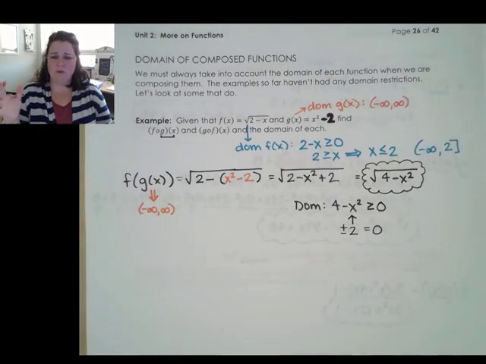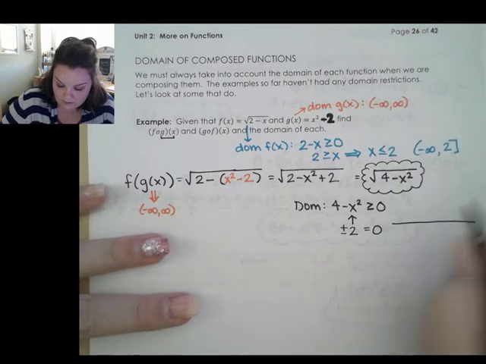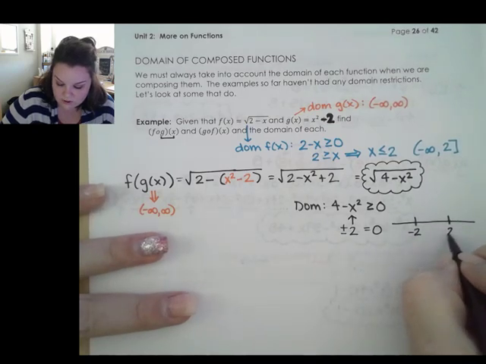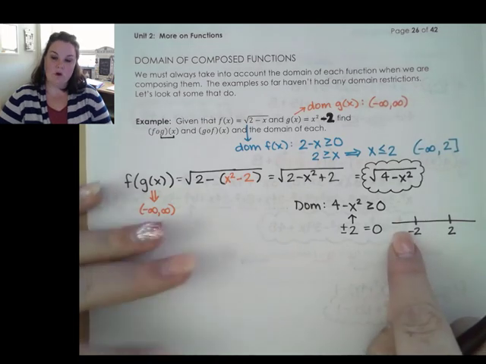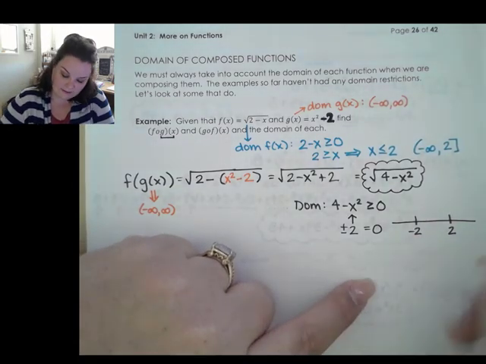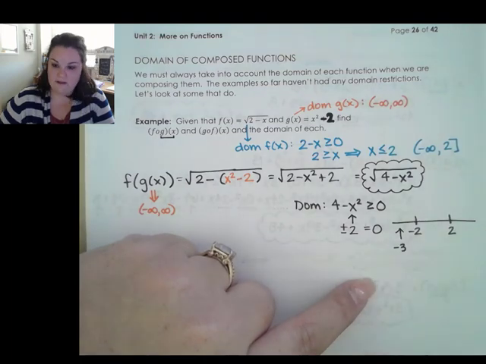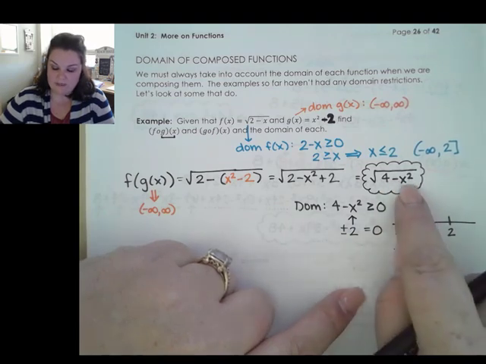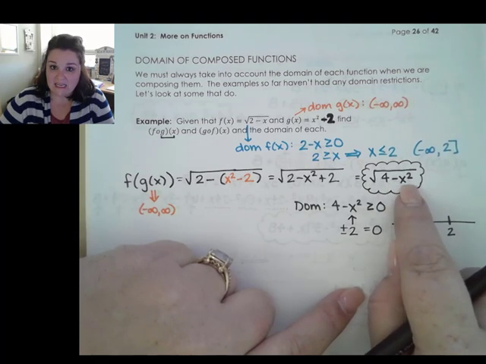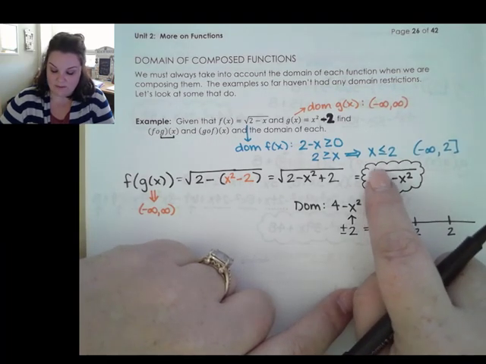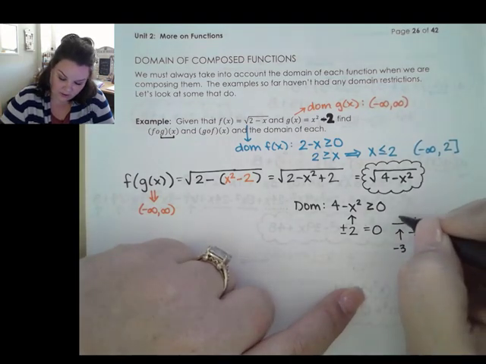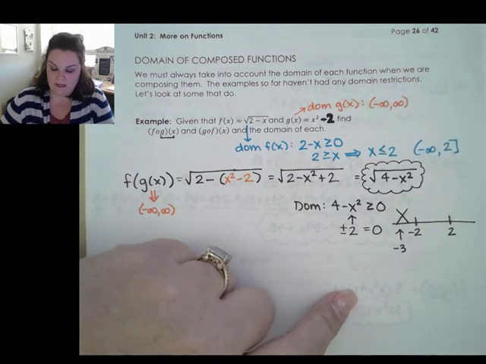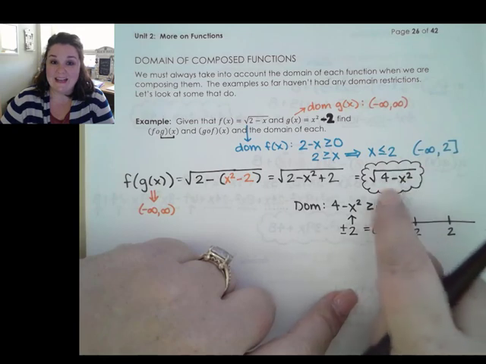But what about all the numbers in between those? So let's think about it on a number line. Here's where negative 2 is. Here's where 2 is. So let's think about if we pick a number smaller than negative 2, right? Let's say we pick negative 3, okay? If I pick a negative 3 and I were to plug it in here, negative 3 squared would be 9, right? And 4 minus 9 gives me a negative, which then I would not be able to take the square root of. So over here, I can't use answers that are over here. I can't use numbers that are less than negative 2 because they would cause this to be a negative, right?